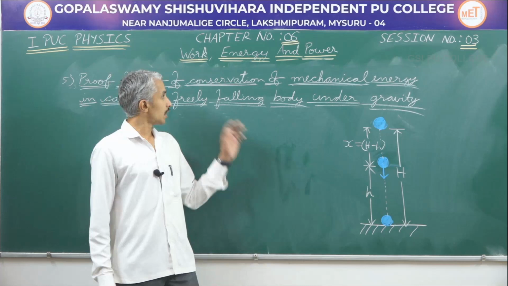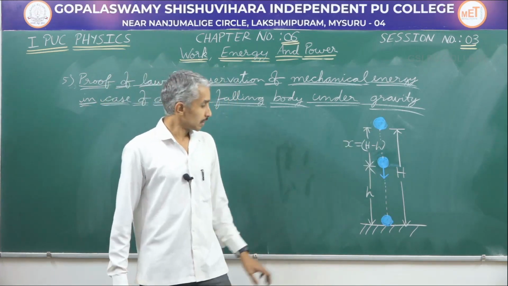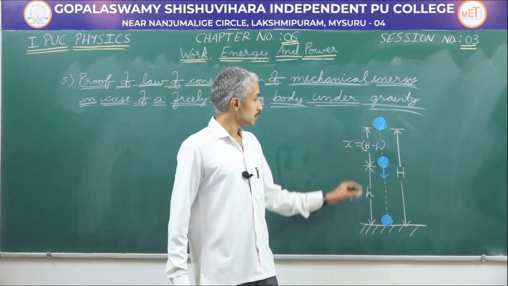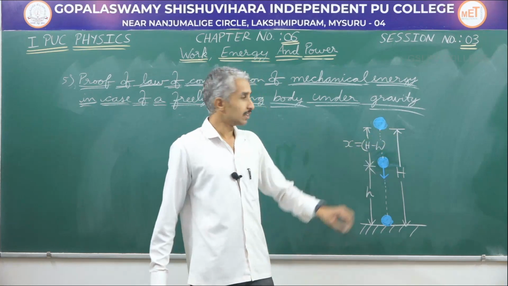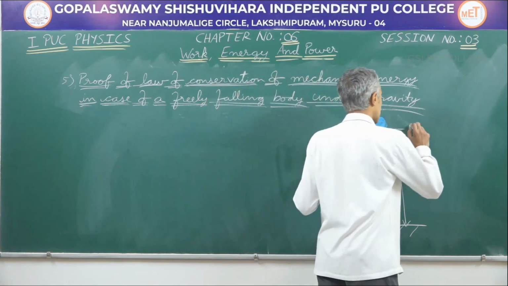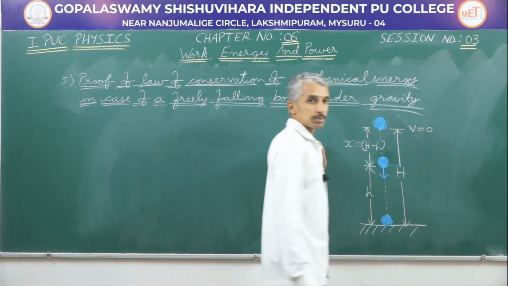We will now prove the law of conservation of mechanical energy in case of a freely falling body. So here I have a diagram where an object of mass m is taken to a height h and it is dropped from the height h. When it is just dropped, the velocity here is going to be 0.